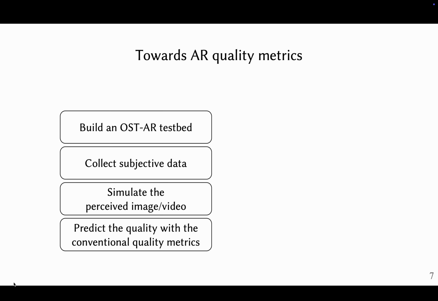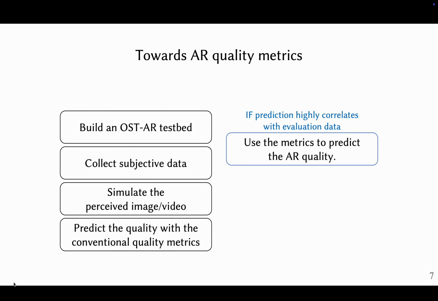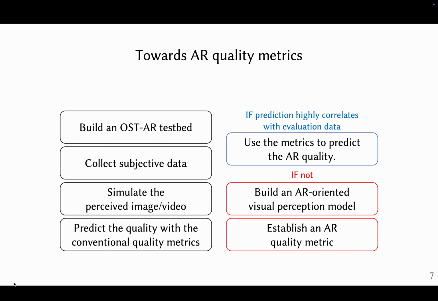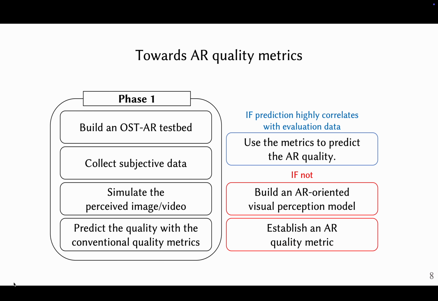And the workflow might look something like this. We might build a testbed for optical see-through AR, collect subjective data, simulate the perceived image and video of both the virtual and background contents, and then predict the quality with conventional quality metrics for normal displays. Then if the predictions are very good, we could simply use existing metrics to predict AR quality. But if the predictions are not great, we might need to study visual perception for AR and then establish a specialized augmented reality quality metric. And this first phase shown here is exactly what we want to talk about today.